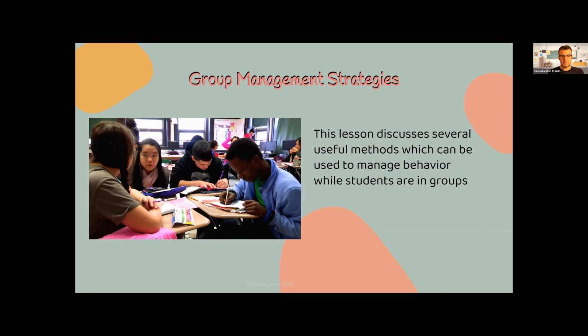Here's some older students. You can see this is a real classroom, and they're working in groups. This is just foreshadowing to their college careers and their careers after that. The current lesson discusses several useful methods which can be used to manage behavior while students are in groups, which, as we said, is most of the day.